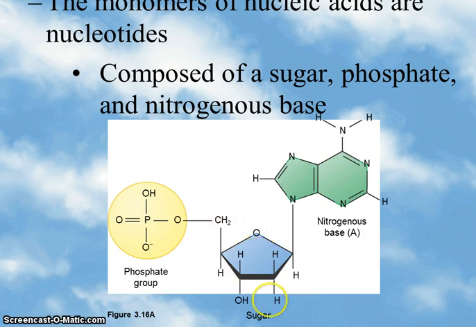The first part here is the sugar. And that's the difference between a DNA molecule and an RNA molecule. In DNA, the sugar is deoxyribose. And in RNA, the sugar is ribose. Both DNA and RNA nucleotides have a phosphate group associated with them. And then they have specific nitrogenous bases. And there are 4 different types of nitrogenous bases.